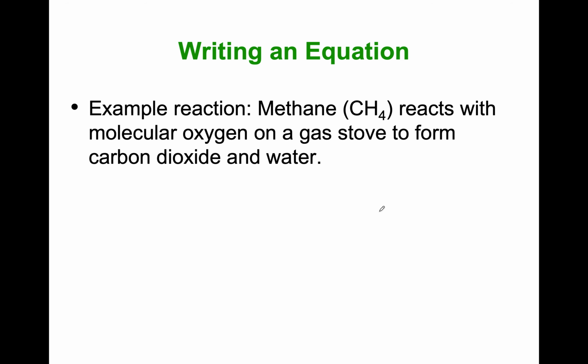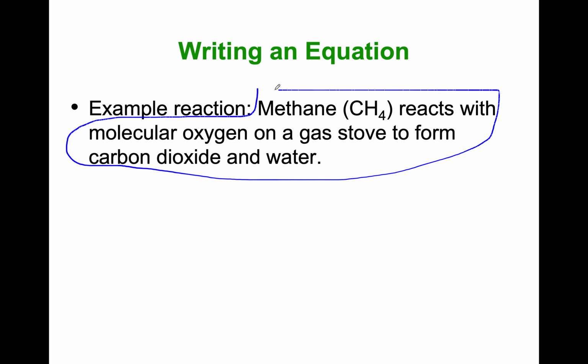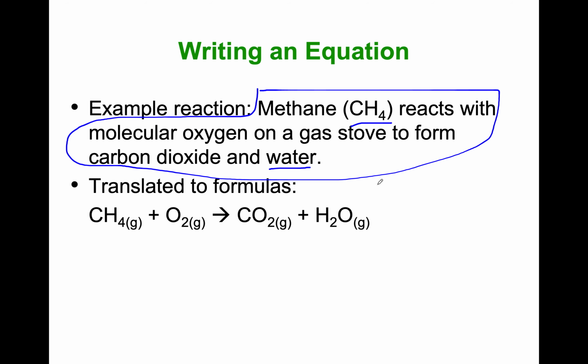So let's take a look at an example. Methane, again, look at this, the words here, okay? This is all that's used to describe what comes out of your Bunsen burner and has a reaction. Methane, or carbon tetrahydride, reacts with molecular oxygen on a gas stove to form carbon dioxide and water, could even say dihydrogen monoxide. Lots of words. Some of you are very efficient with words, right? You want to be efficient.